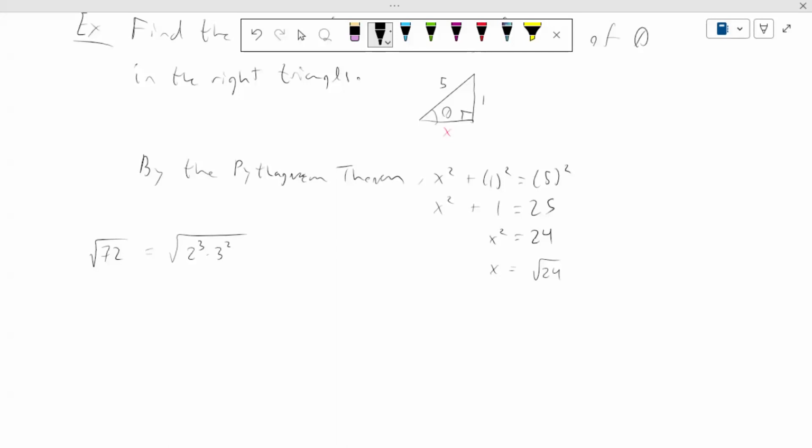Any questions on that? I did that fast, but you can reverse engineer that. You see that that's equal to 72, right? Yeah, 9 times 8.